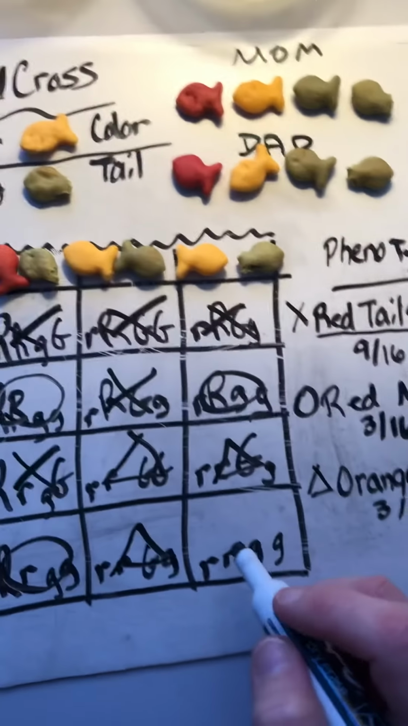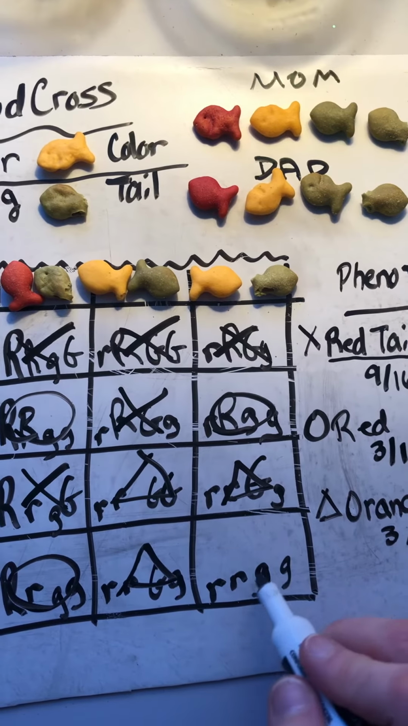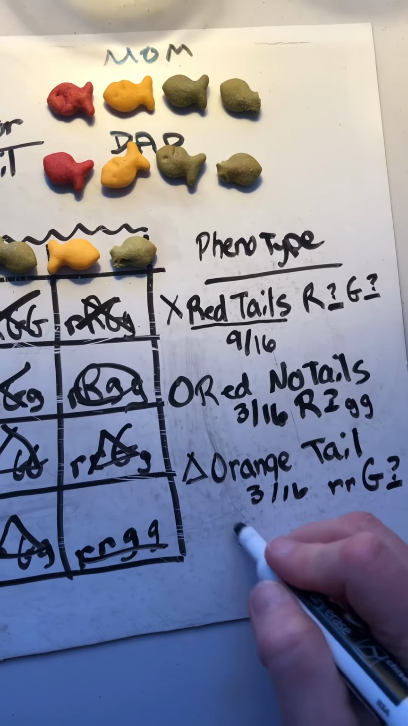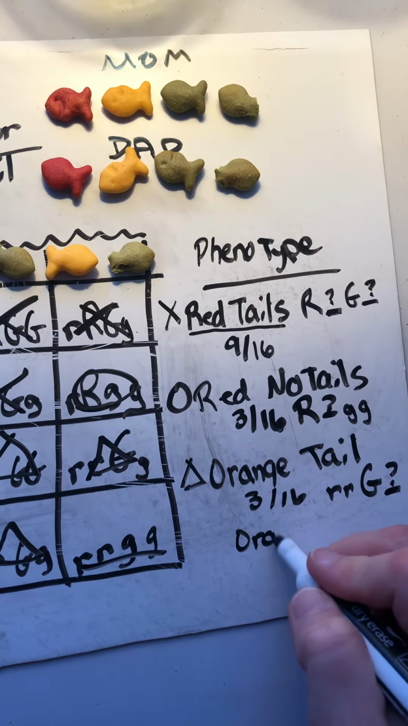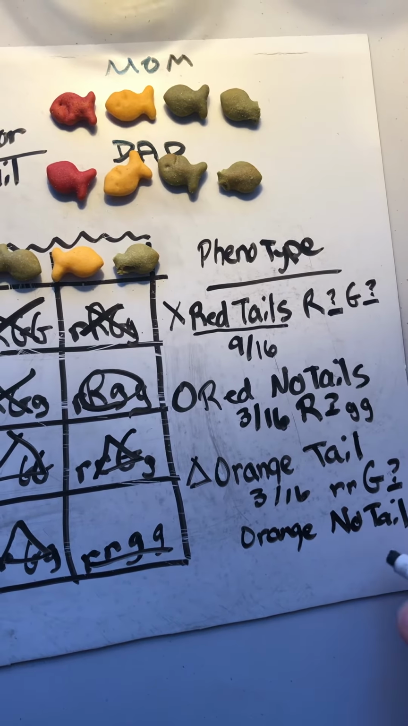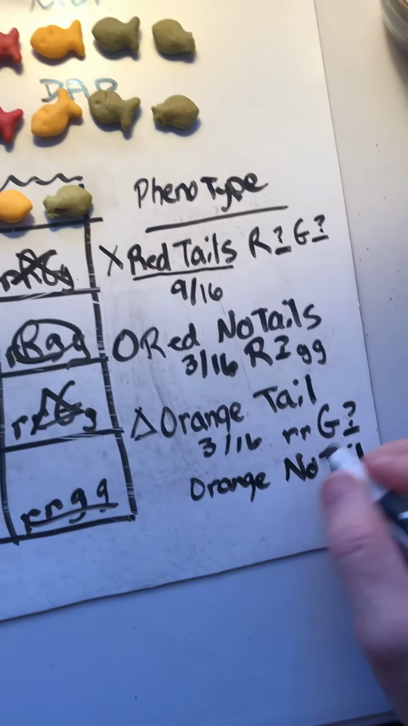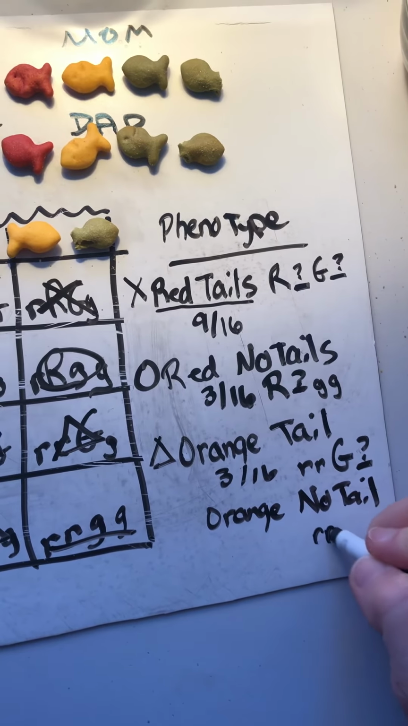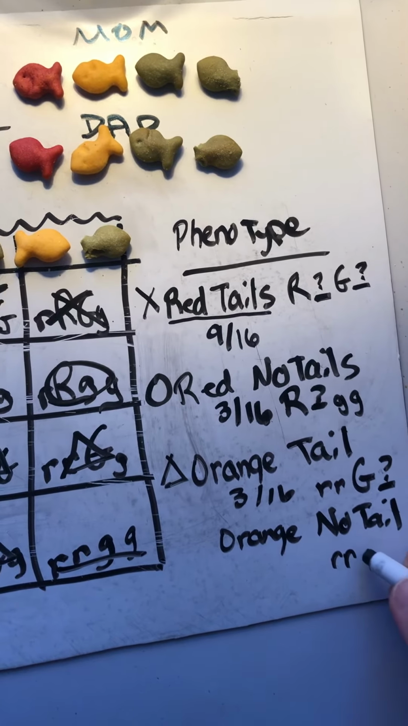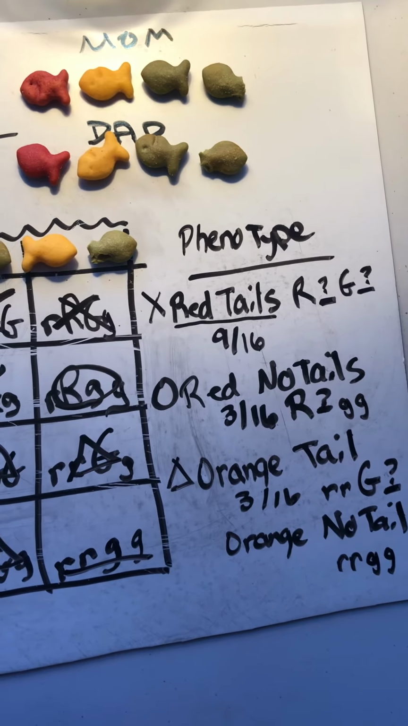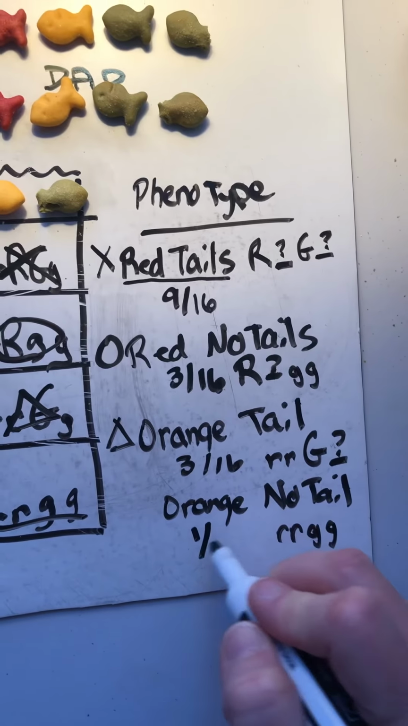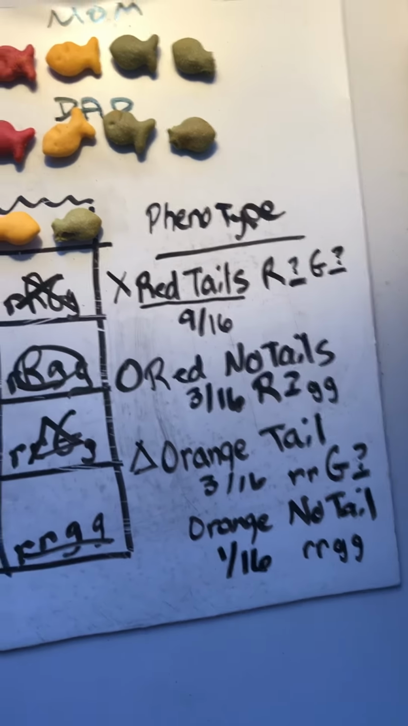That leaves us with this last little cell here with double recessive. So it will have the recessive phenotype for color and the tail condition. And in order to have this phenotype, we have to have homozygous recessive on the color as well as homozygous recessive on the tail characteristic. And this occurs 1 out of 16 times.